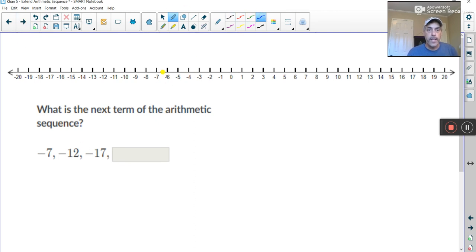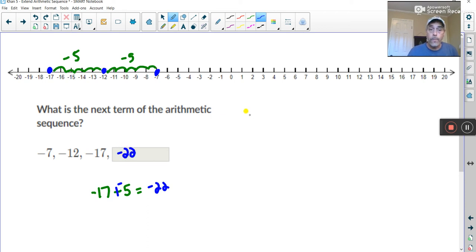We have -7, -12, -17. So I'm looking at this and I'm thinking 1, 2, 3, 4, 5. I lost 5. 1, 2, 3, 4, 5. I lost 5. Now I'm running out of room on my number line, so I'm going to go ahead and use my subtraction. -17 minus 5 more should give me my answer. Subtraction means add the opposite. -17 plus -5 is a -22.